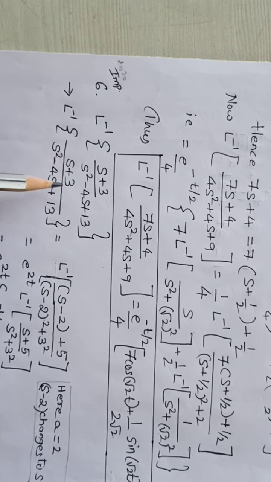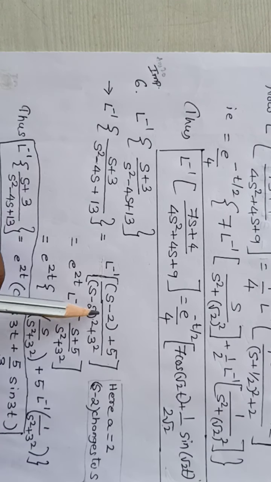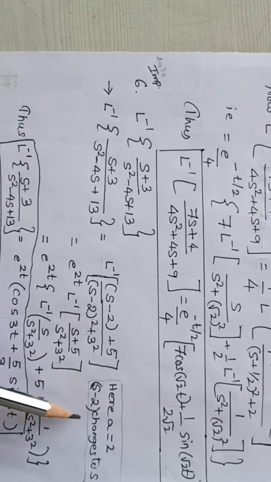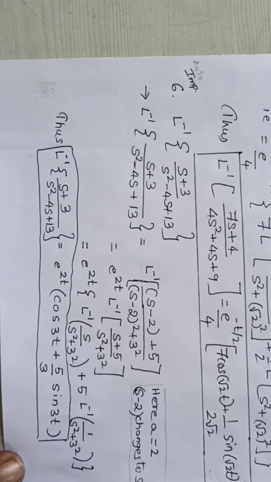Next, in the numerator simply write s minus 2, as here s plus 3 is there. So plus 5, so that this expression remains the same. s minus 2 plus 5 is s plus 3. So here what happens? a is equal to how much? a is equal to 2, because here the minus symbol is there, that means s minus a. So here a is equal to 2 and s minus 2 changes to s. This becomes e raised to 2t. Whenever we make this change, this application comes: e raised to at.